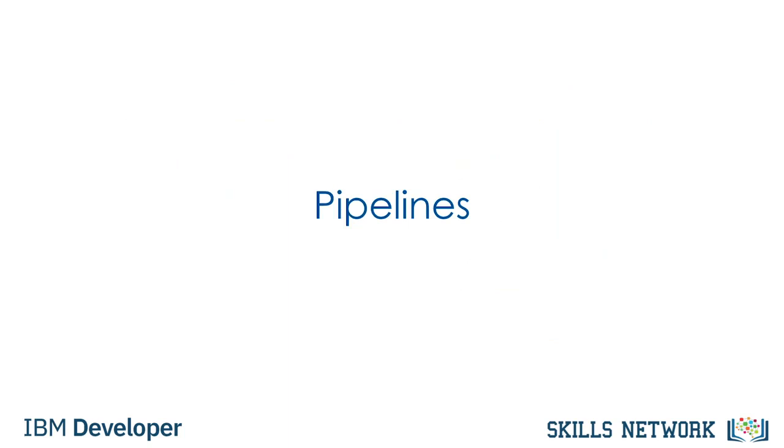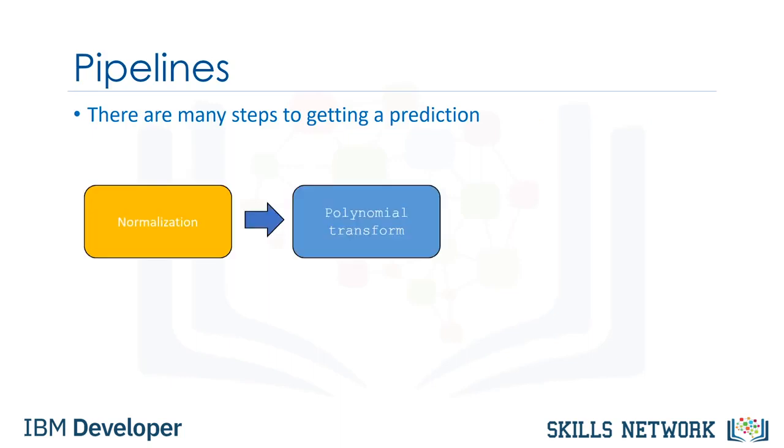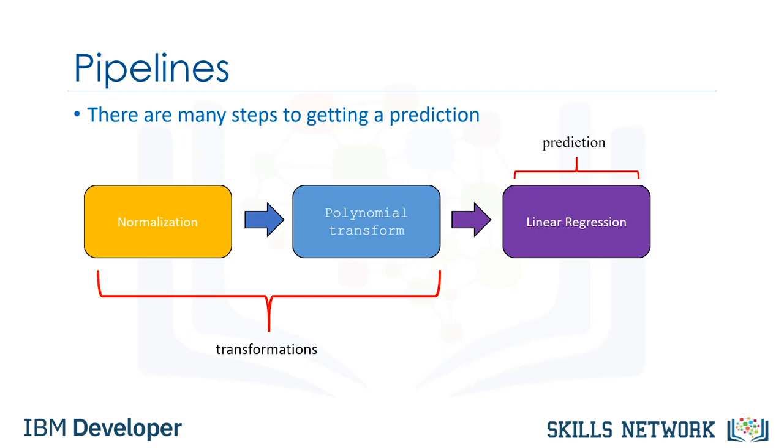We can simplify our code by using a pipeline library. There are many steps to getting a prediction, for example, normalization, polynomial transform, and linear regression. We simplify the process using a pipeline. Pipelines sequentially perform a series of transformations. The last step carries out a prediction.